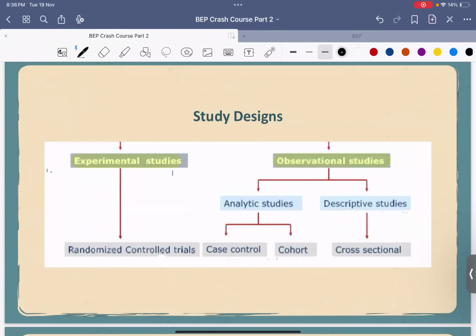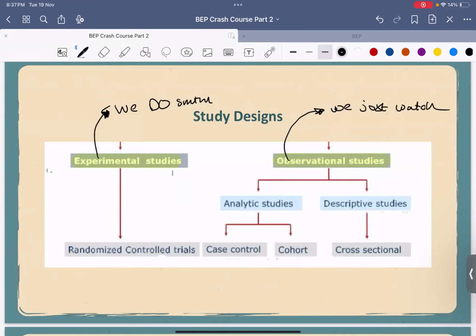From the name, experimental studies are where we experiment, we do something to the patients. And for observational, from the name, we just observe, we just watch. We don't change anything for the patient. For example, for an experimental study, the only example is the randomized controlled trial, when I give patients treatments. So that's an experimental study.